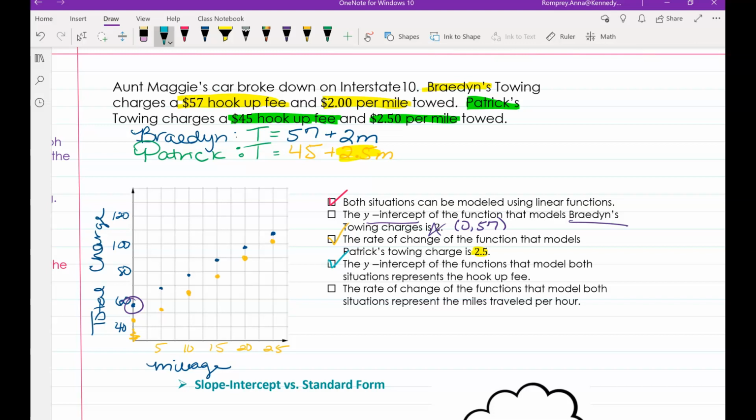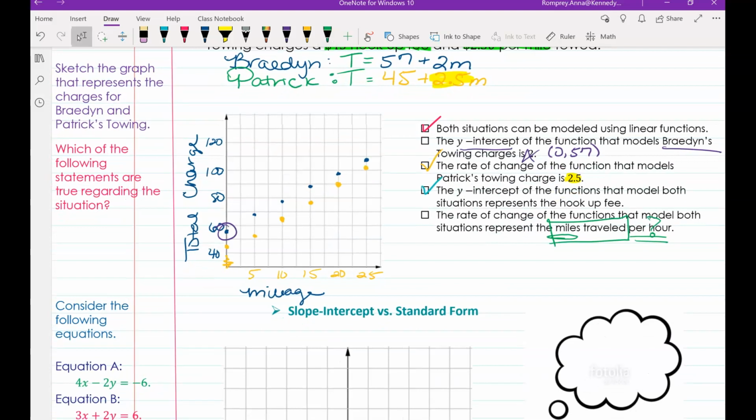And the rate of change of the functions that model both situations represents the miles traveled per hour. Okay. There's one little thing that messes that up, because M is for miles, yes. Miles traveled per hour? No, that's definitely not. It just represents the miles traveled. So if it just said miles traveled, that would be true. But they put in that per hour? Yeah, no, that's not right.